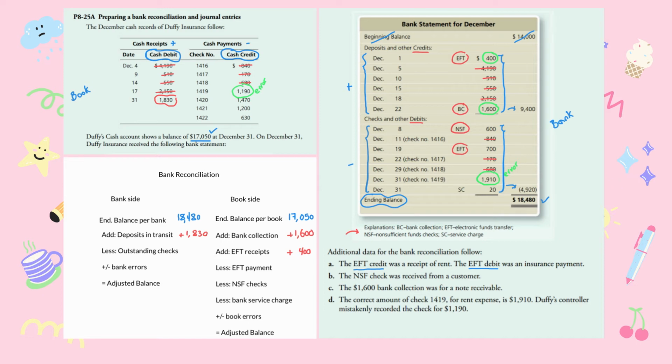Now check number 1420, the amount is 1,470. It's recorded in the book, but it's not recorded in the bank. Also the 1,200 and the 630. So we have three checks recorded in the book, not recorded in the bank. So we need to subtract them from the bank. What do we call them? We call them outstanding checks. So these are the outstanding checks.